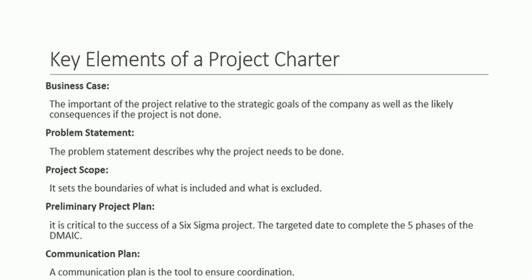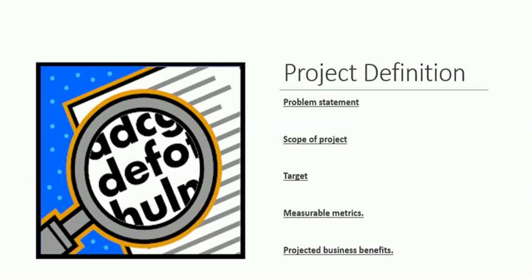So basically the key elements of a project charter can be fewer or more depending on the nature of the project. It can further involve job responsibilities of different persons. It can further involve the Gantt chart and the resource charts and the previous history of the project if it is already available. So working on the key project elements, we have a project document which will involve the project definition. The project definition will further consist of the problem statement, scope of the project as previously covered, and then further the target, measurable metrics and project business benefits.